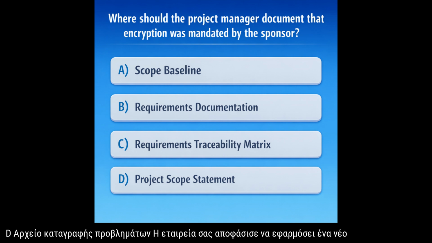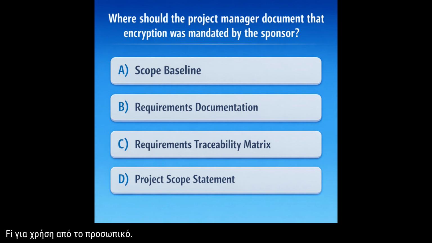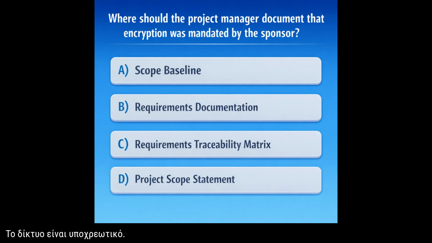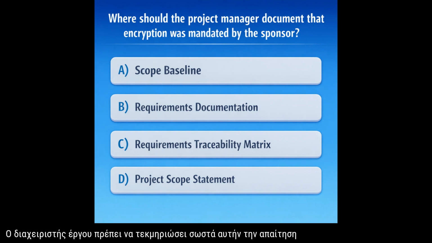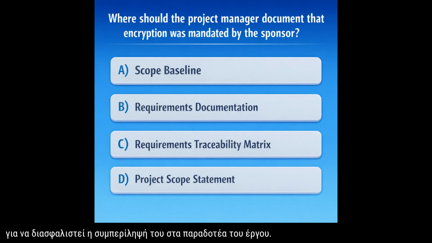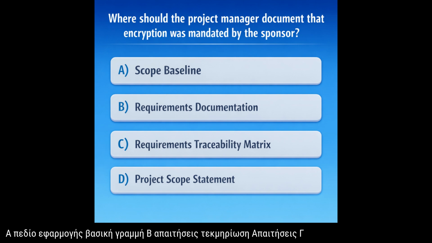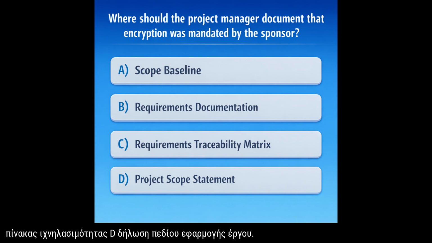Your company has decided to implement a new Wi-Fi network for staff use. The project sponsor has explicitly stated that encryption on the network is mandatory. The project manager needs to document this requirement properly to ensure its inclusion in the project deliverables. Where should the project manager document that encryption was mandated by the sponsor? A, scope baseline. B, requirements documentation. C, requirements traceability matrix. D, project scope statement.